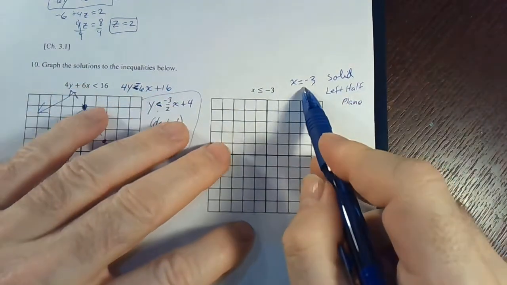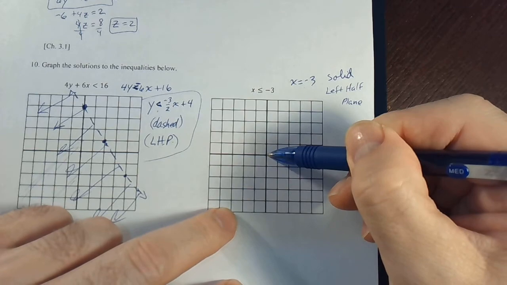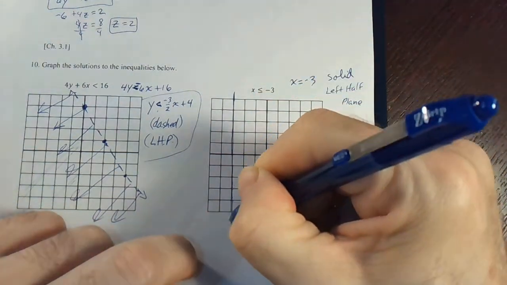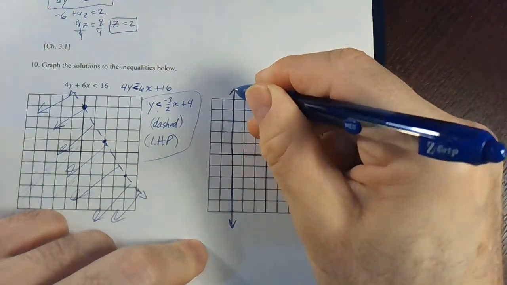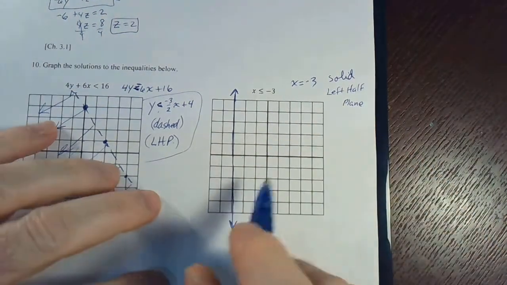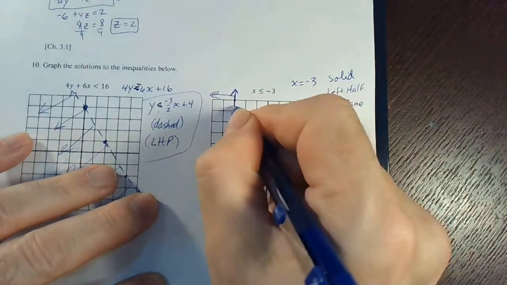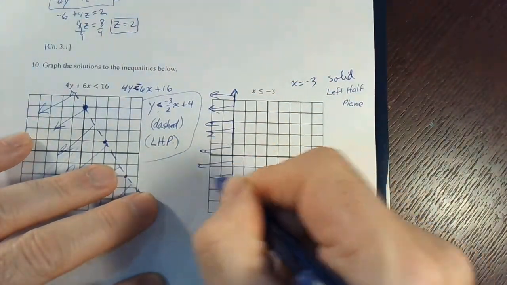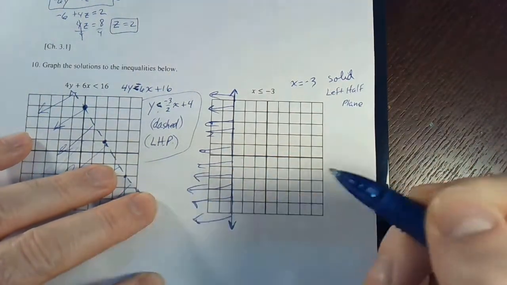So let's graph the line. The vertical line, x equals negative 3. Here's 0. Negative 1, negative 2, negative 3. So that's the vertical line. And we're doing the left half of that. So we're not going to shade anything on the right. We're going to shade all of this. Like so.